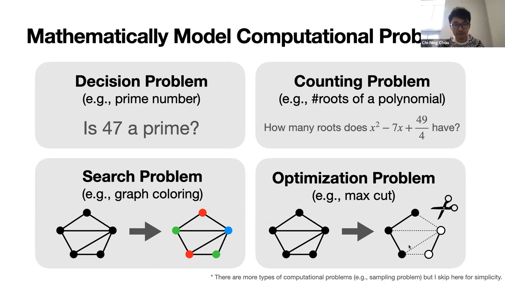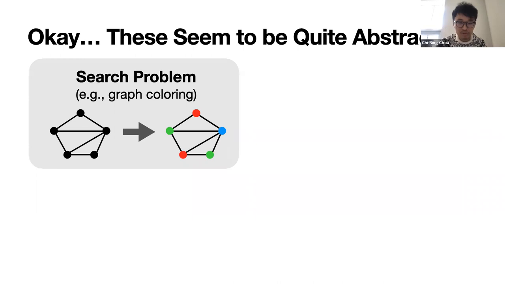That we try to talk about computation in a very, very abstract way. Yeah, but then, okay, this seems to be a little bit too abstract. How does this really relate to the original intuitive computational notion we have in mind? So I'm going to convince you that those abstract formulations indeed are quite relevant by using this example of graph coloring. Yeah, so just recall, we have a graph, vertices and edges.